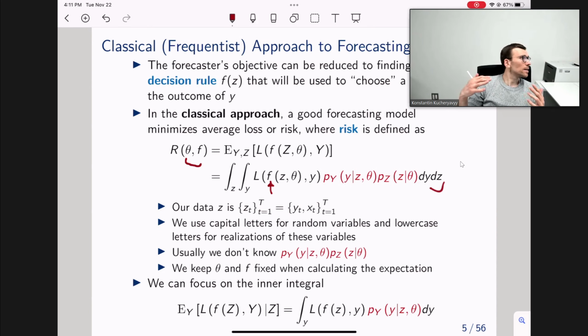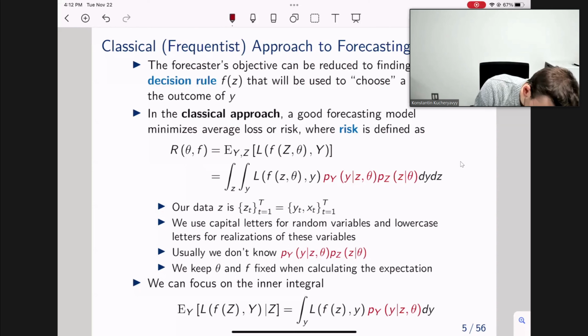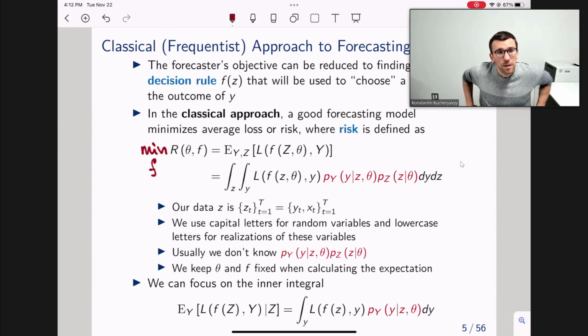There's a function of this data set. Of course, it will spit out a different outcome if we get a different input, but as a decision rule, it's fixed. Then what we want to do with this guy, with R, we want to minimize it with respect to F. We want to find the best decision rule that minimizes the risk.